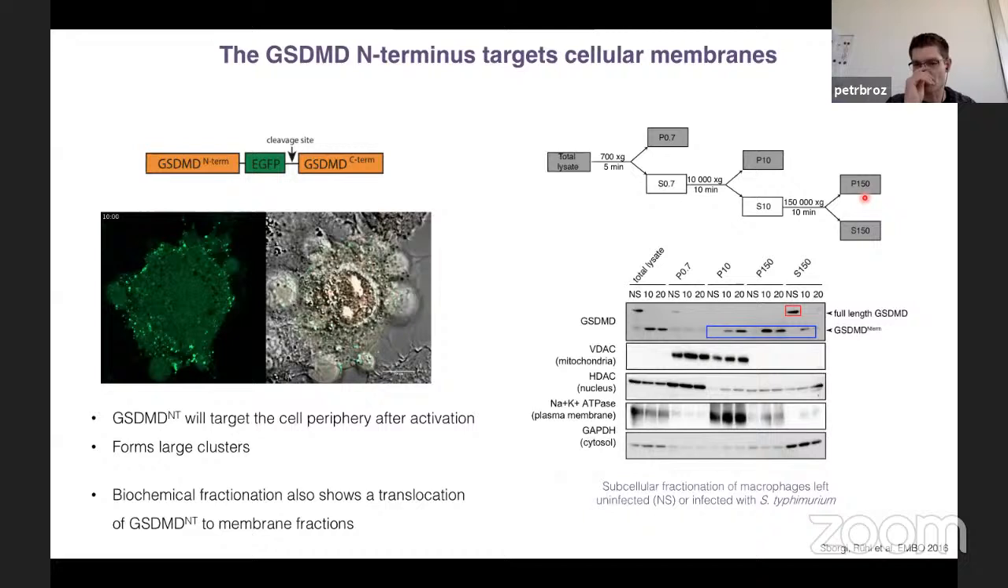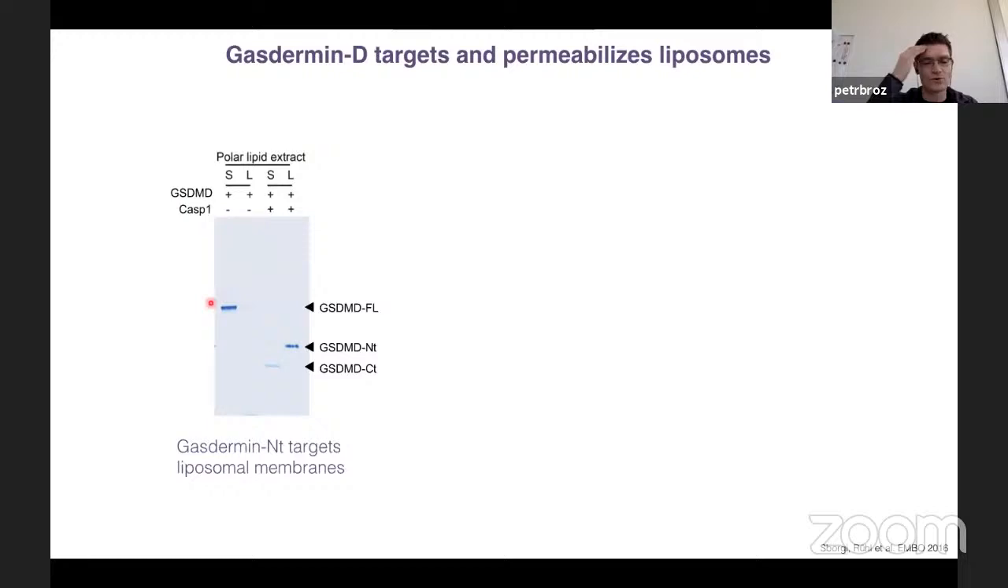So the protein, once cleaved, will go towards cellular membranes. There is a translocation of gasdermin N-terminus to membrane fractions. This can also be done in vitro. This was done by my group and other groups using liposomes.